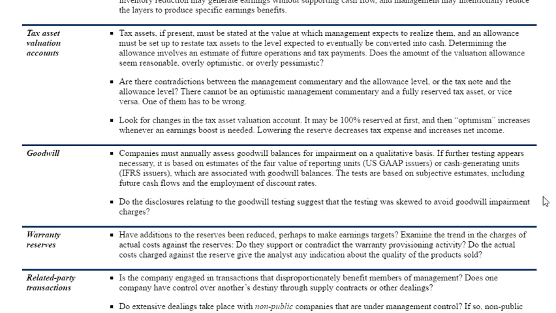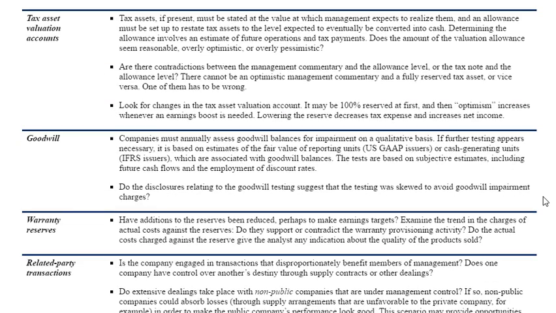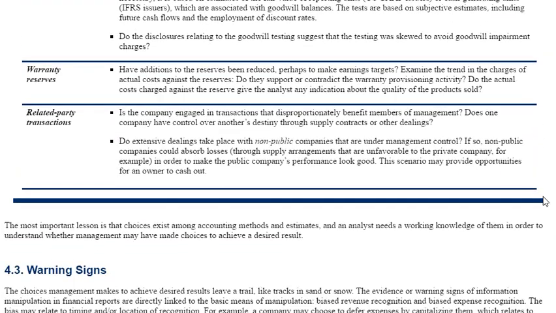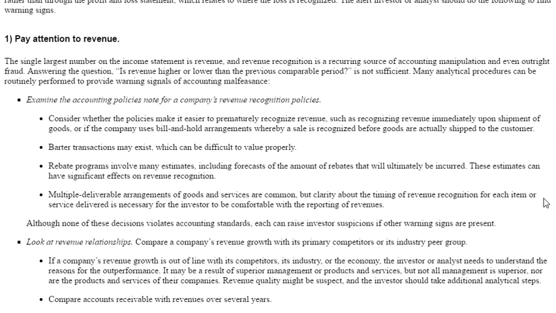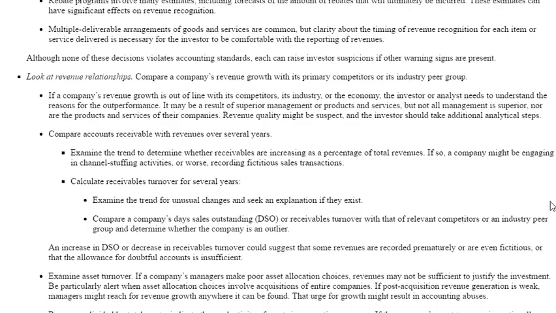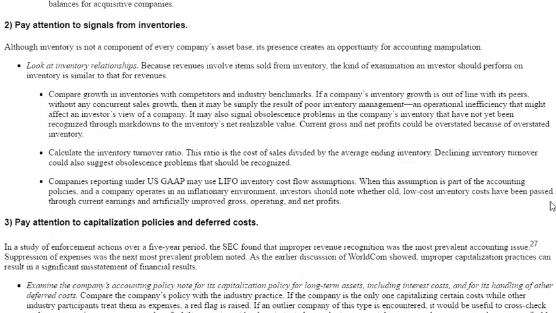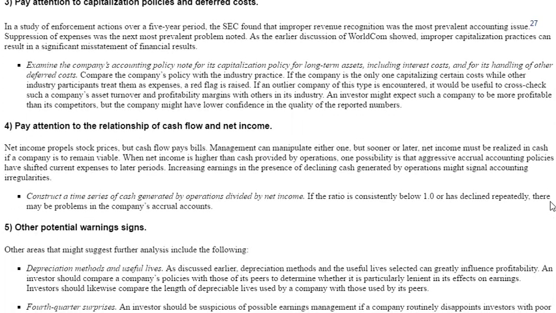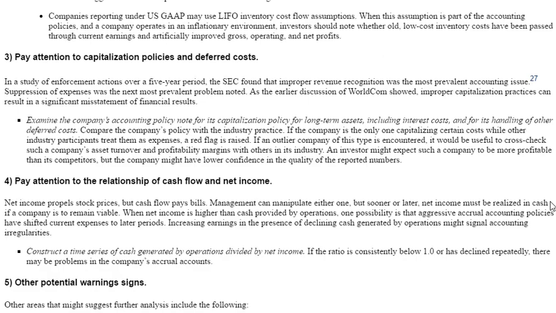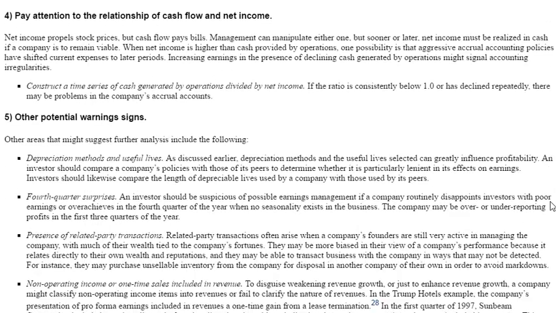Some issues with regards to goodwill, warranty reserves, related party transactions, and then the very next section is the warning signs, which is what we've just been talking about in this last LOS. As we said, pay attention to revenue. I had some bullet points, but here is some more information with regards to paying attention to revenue. Scroll down: pay attention to signals from inventories, pay attention to capitalization policies and deferred costs, pay attention to the relationship of cash flow and net income, and some other potential warning signs.